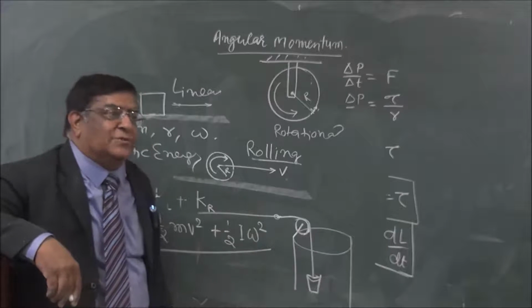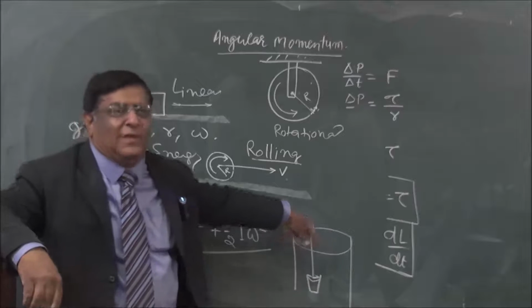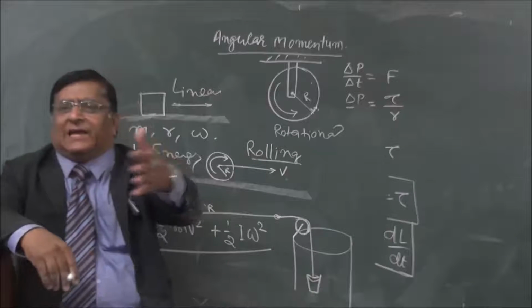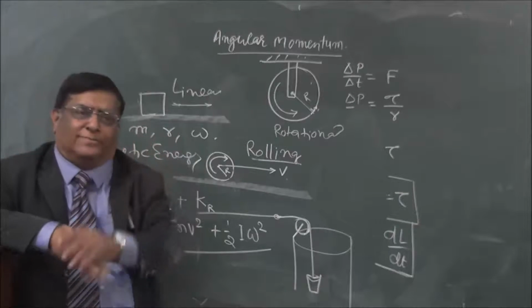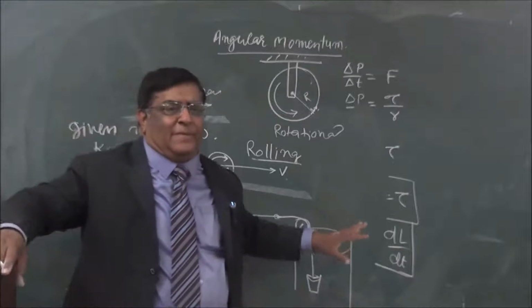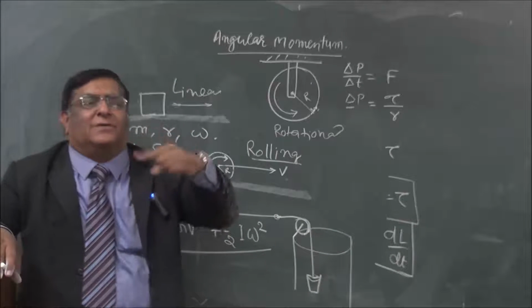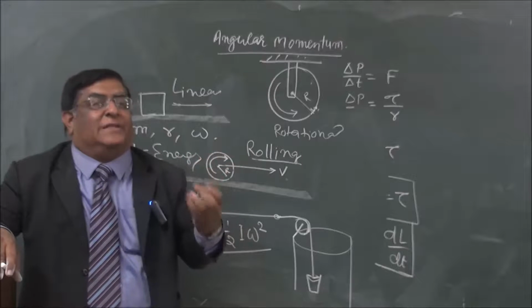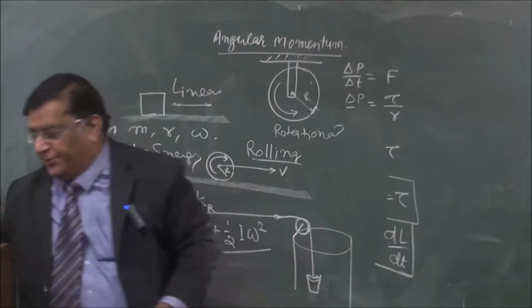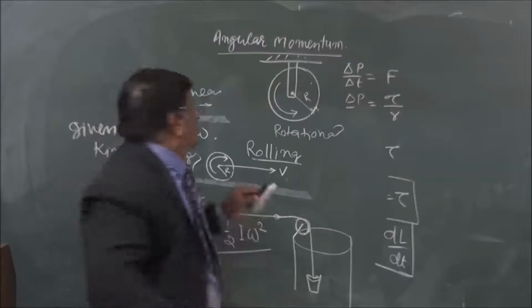So in Indian books, you will find this example. In Western books, Resnick, Halliday or other books, you will find the yo-yo problem. It is one and the same thing. That some energy is used for rotation, then what will be the resultant acceleration? Let's do it fast. It is a very small calculation.